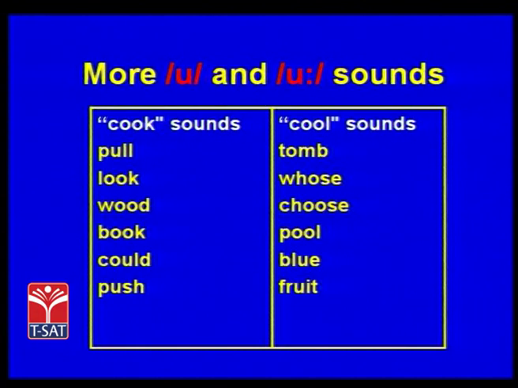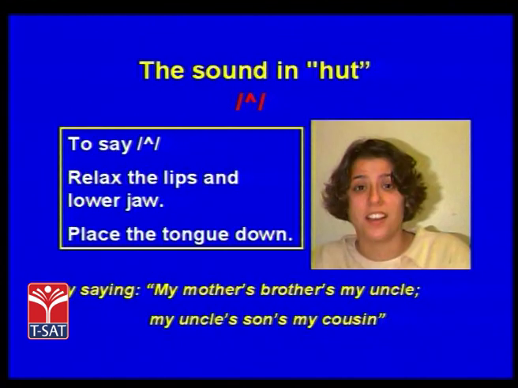Here are the examples to get these short vowels and the long vowels right. This is A. It looks like an inverted V. Relax the lips and the lower jaw and place the tongue down. My mother's brother's my uncle. My uncle's son's my cousin.